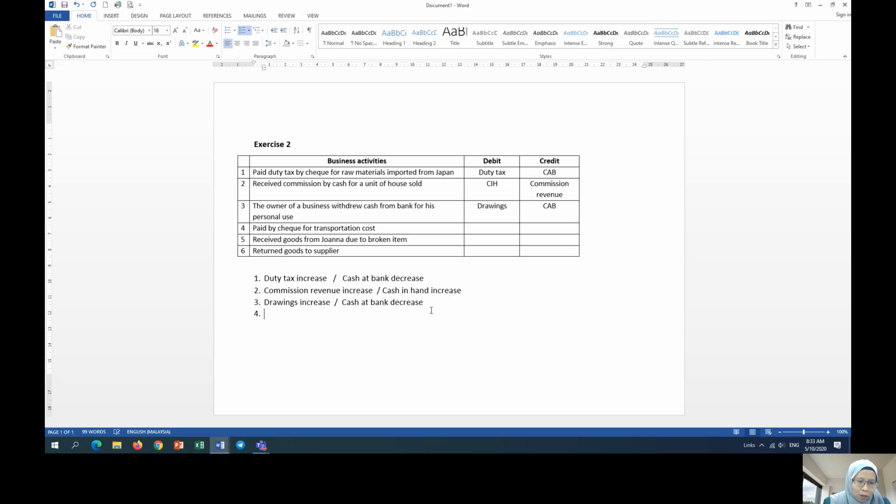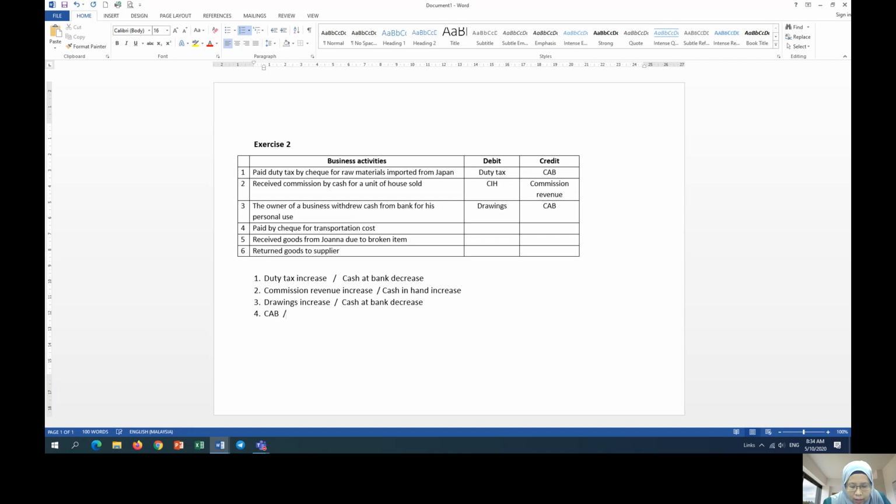Okay. Now we have our fourth business activities. Paid by check for transportation cost. Membayar menggunakan cek bagi kos pengangkutan. Okay, so kita kena buka dua account. So we have these words of check. So it means that it is your cash at bank.